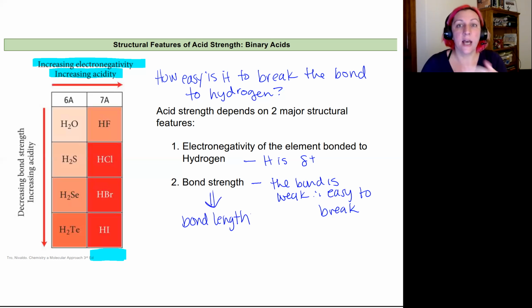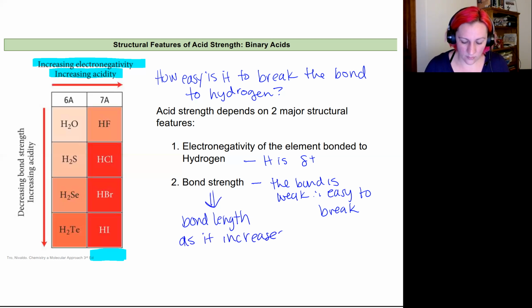And that's coming out of Coulomb's law again, which is the magnitude of the charge. If it's +1, -1, whatever, that plays a big influence on how much force there is between two opposite charges being attracted to one another. But it is also a function of the distance. So the closer they get, the stronger the attraction, and the more energy required to break them. So as bond length increases, bond strength decreases.